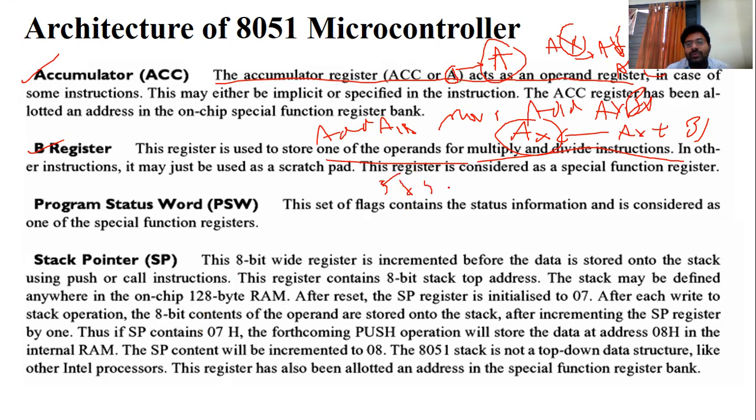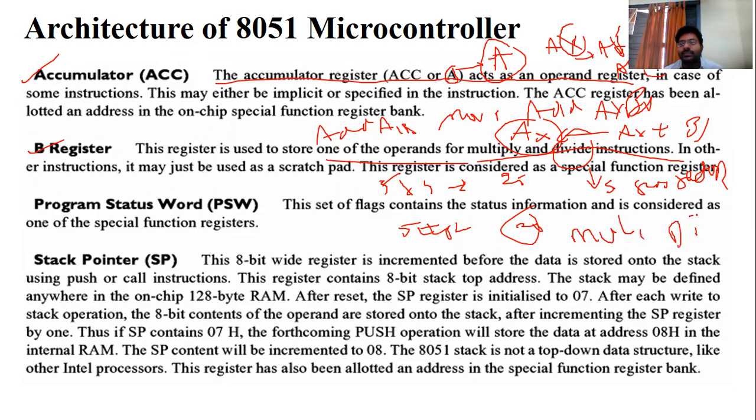Suppose 5 into 5, what will happen? 25. So you can add 5 five times, and it gives 25. That is the successive addition method. For the division operation, they use the successive subtraction operation. But in our 8086 microprocessor, we have instructions like MUL and DIV, so you can directly perform the multiplication and division operations. Likewise, for the 8051 microcontroller also, you can directly perform multiplication and division operations.